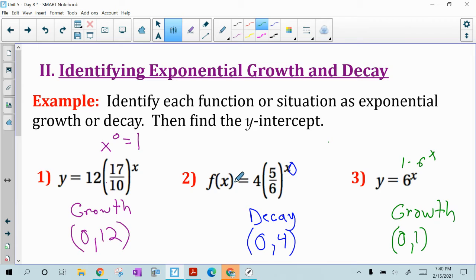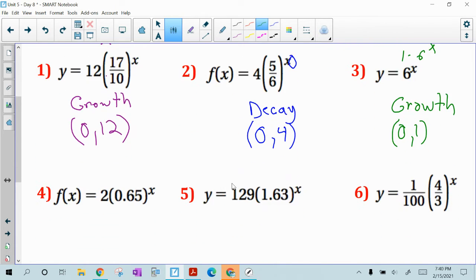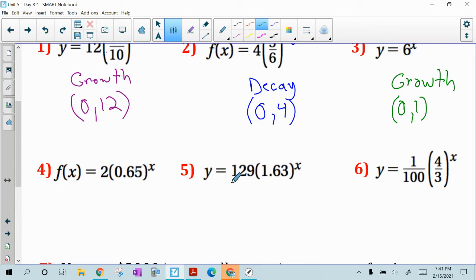We could do all kinds of stuff and more examples here, but I'm going to keep it short and sweet. If I was just going to do this quickly, I'd say this is decay, this is growth, and this is growth. And I'm going to say (0, 2), (0, 129), and (0, 1100) to find my y-intercepts. See what I mean? Quick, easy, and relatively painless.